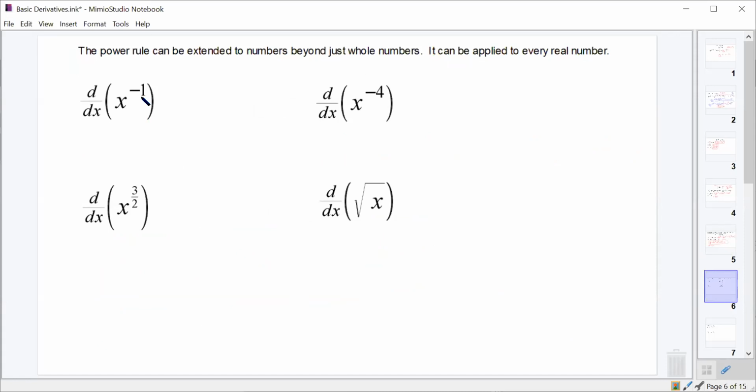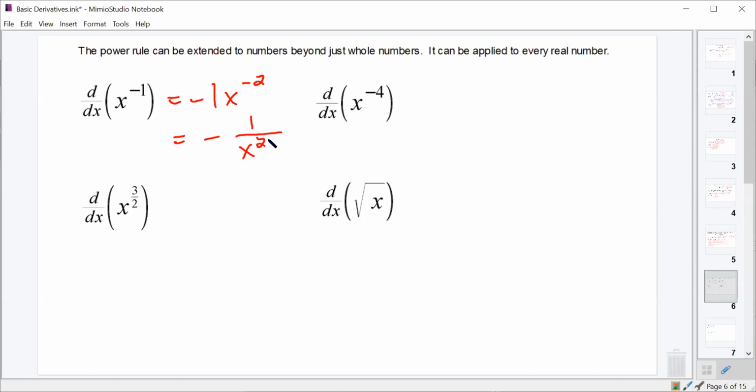So if we're taking the derivative of x to the -1, this should become -1 times x to what power? Of what? -2. And so this answer right here is a perfectly acceptable answer. Or we could rewrite it as -1 over x squared, which is also a perfectly acceptable answer.